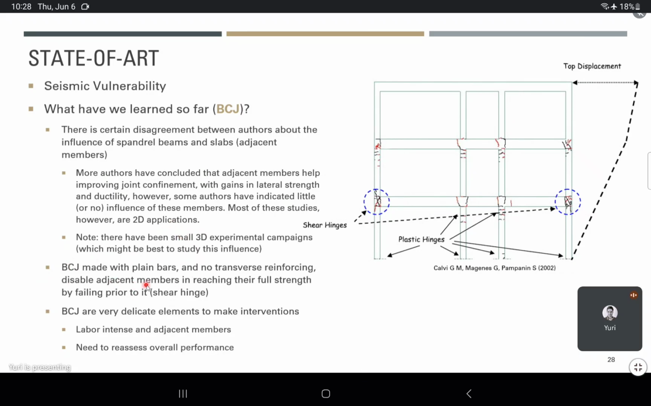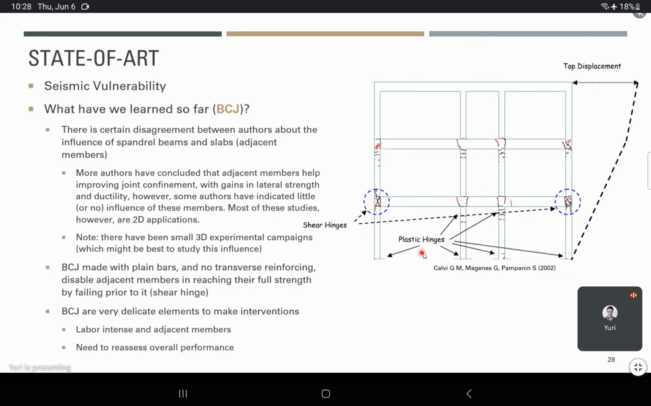Also, beam-column joints made with plain bars and no transverse reinforcement, as I said before, prevent adjacent members from reaching their full capacity through what we call a shear hinge mechanism. Like in this picture here, we have a 2D frame structure.